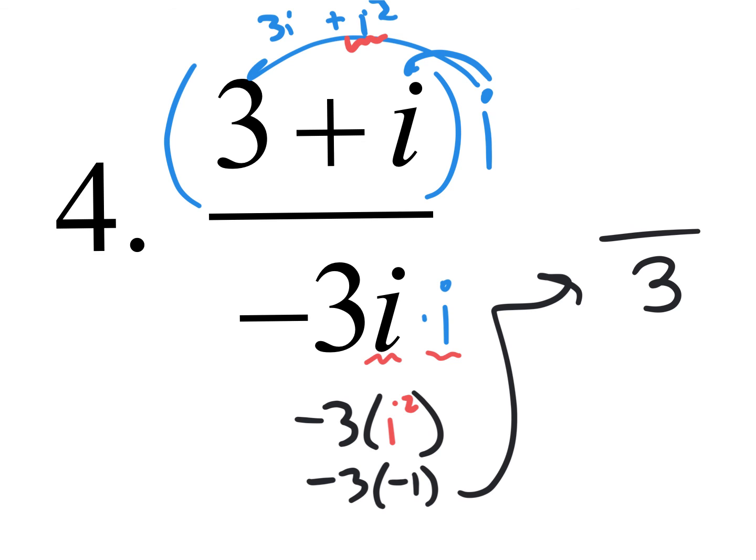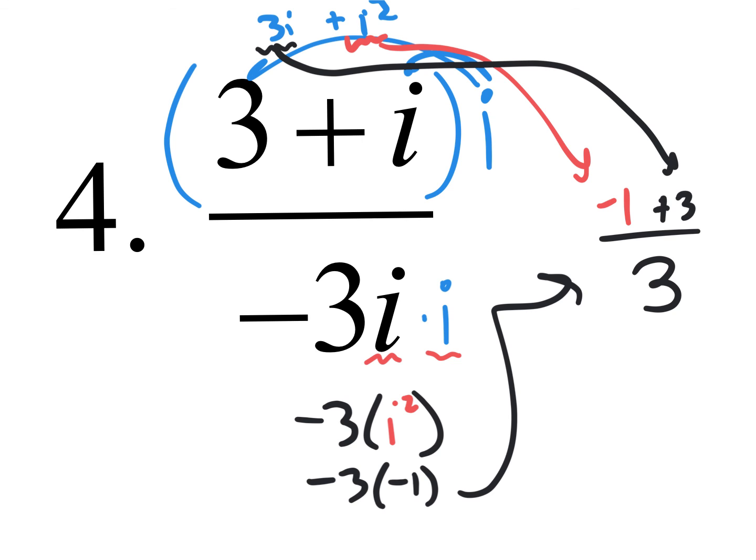Negative 1. So what I really have is negative 1, which is a real number. So that's going to go first. And then I have the positive 3i, which is the imaginary part. That's going to go second.